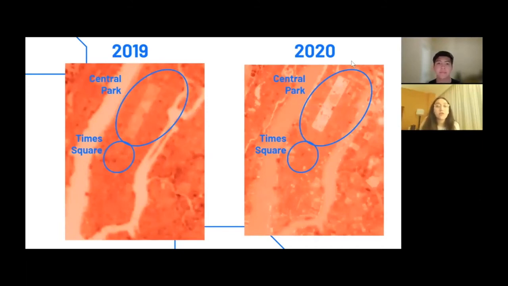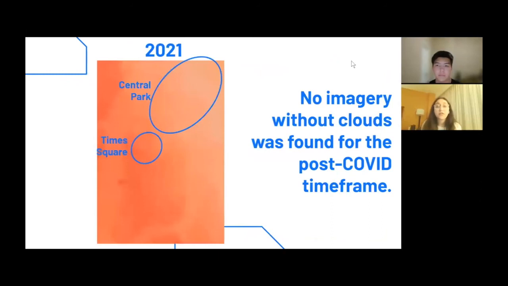You can also see the stark difference between Central Park and Times Square, where Central Park is a lot lighter, meaning it's a lot cooler. And 2020 was during COVID time, so you could see that during the stay-at-home order, surface temperatures cooled down compared to beforehand. And this is the 2021 map. However, it is a little unclear due to the cloud coverage found.